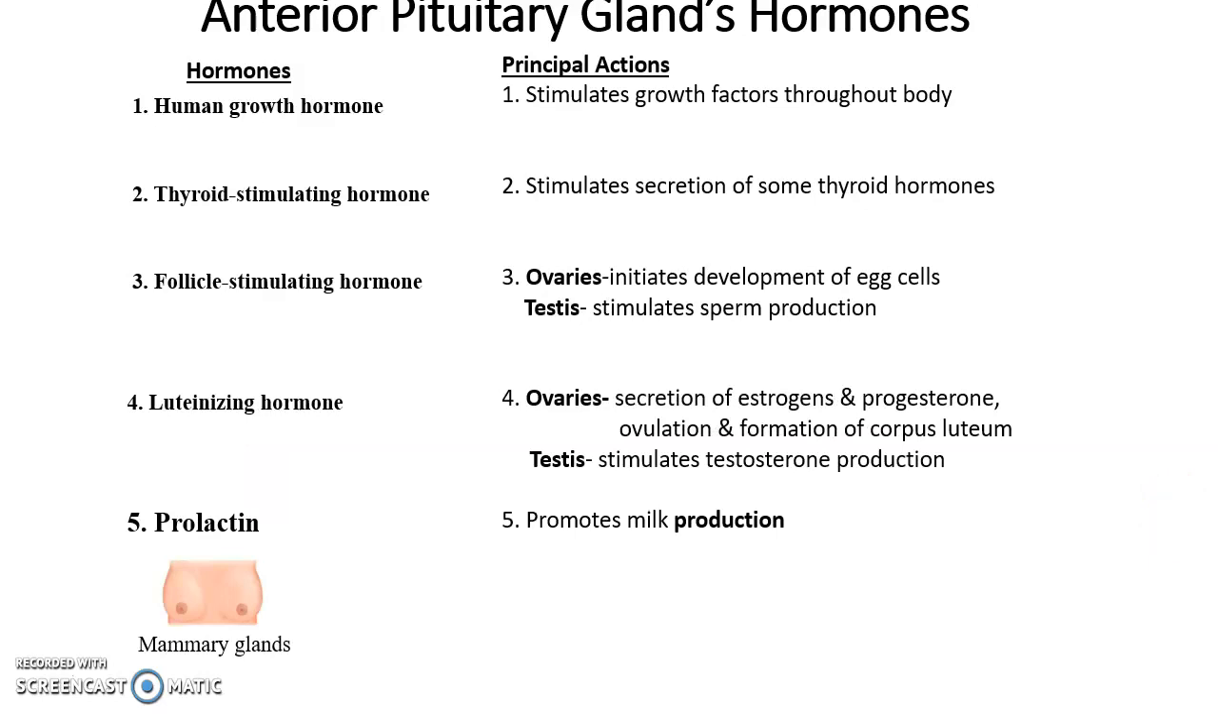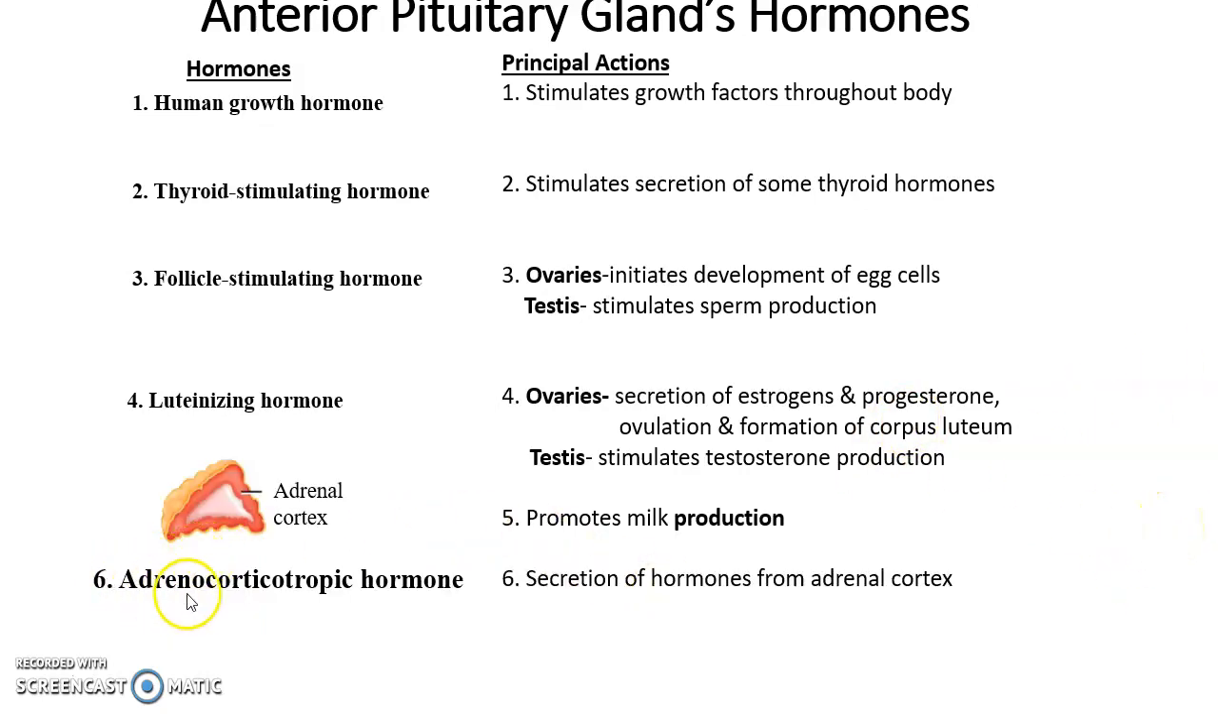Prolactin. Prolactin is a hormone that promotes milk production in the mammary glands. It gets started being released at the end term of a woman's pregnancy so that her mammary glands will be ready to produce milk that the infant will need. Then there's the adrenocorticotropic hormone. Sounds like a big word, but really it's just saying what it is. Adrenal cortex, tropic hormone, causing release of hormones by the adrenal cortex.